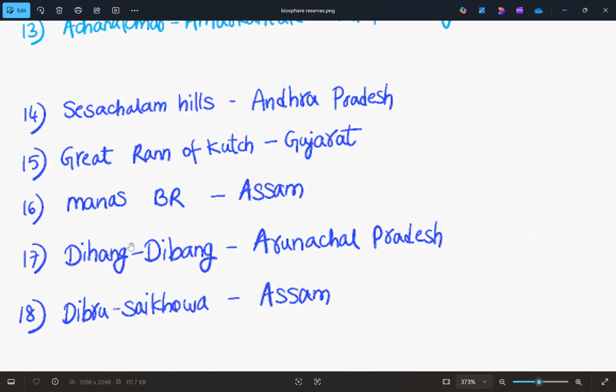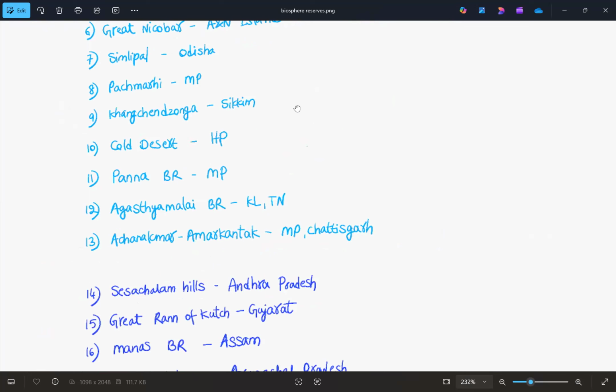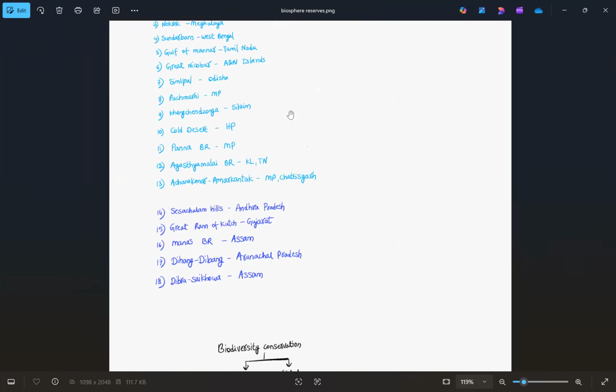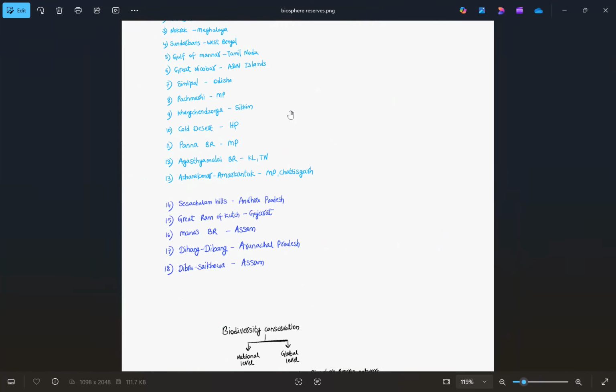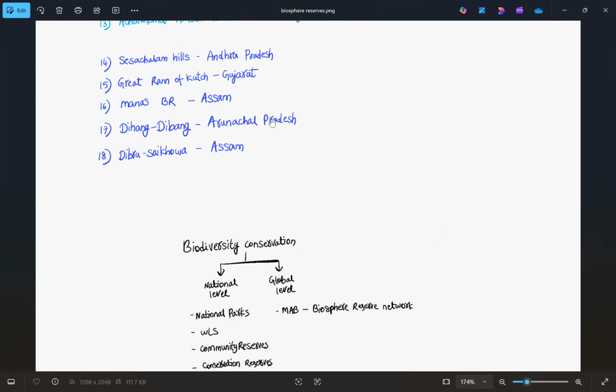Great Rann of Kutch, which is in the state of Gujarat, and also Seshachalam Hills, which is in the state of Andhra Pradesh. So these are the 18 biosphere reserves, out of which 13 are part of the Global Biosphere Network, and the rest 5 are not part, but they are designated as biosphere reserves by the Indian government. So with this, we have completed the biosphere reserves, which is the topic for this video.